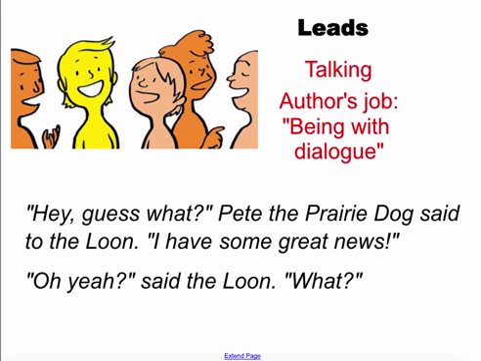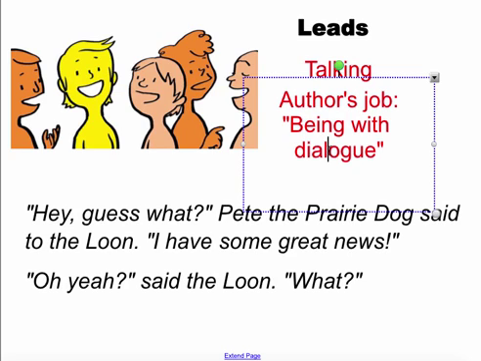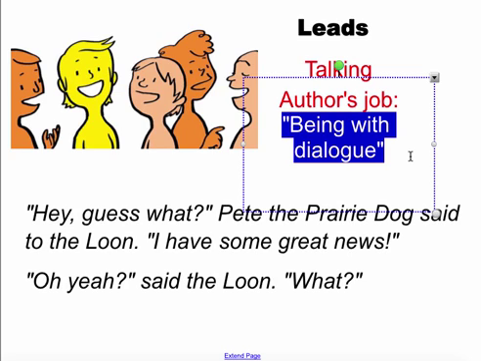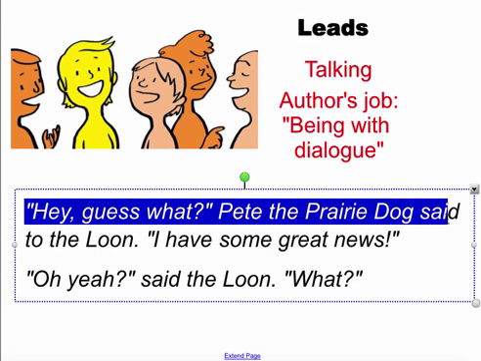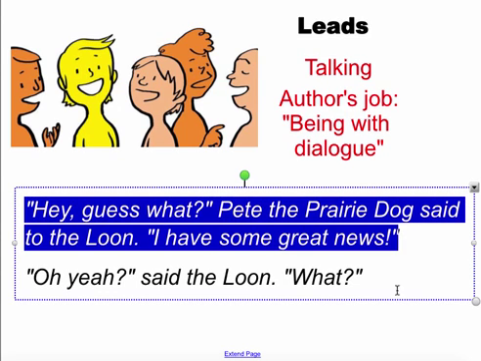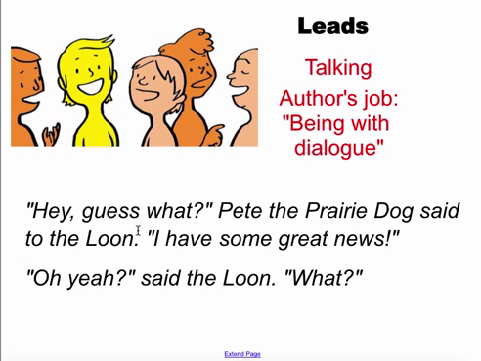We also have talking, or dialogue, if you want to get fancy with it. Dialogue is when a character or more than one character is talking, and you see these little quotation marks with it. Hey, guess what? Pete the prairie dog said to the loon. I have some great news. Oh yeah, said the loon. What? So by starting off with talking, you can grab your reader's attention that way.